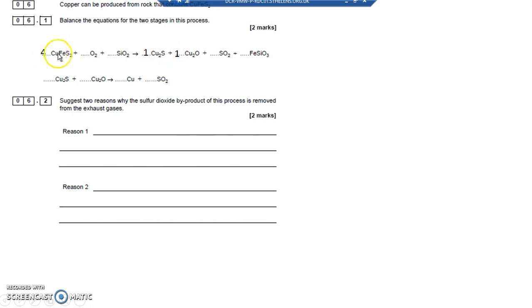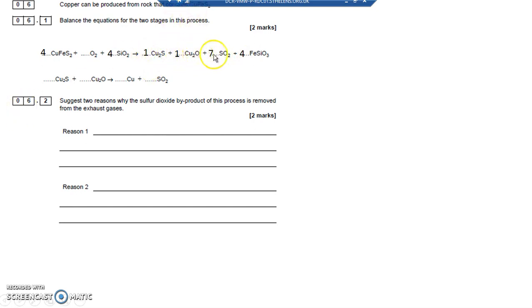4 Fe's now. 4 Fe's on this side and it doesn't appear anywhere else apart from here. So that's got to be a 4. 4 Si's now. Si's don't appear anywhere apart from here. So that's got to be a 4. S's, SO2's here. How many SO2's? 8 S's there. 2 times 4 is 8 S's. I've got 1 S there, so that must now be a 7. And now I've got 7 SO2's that I can balance up the oxygens last of all.